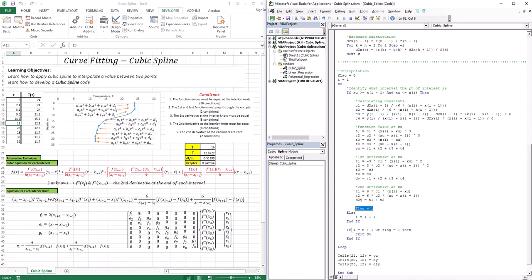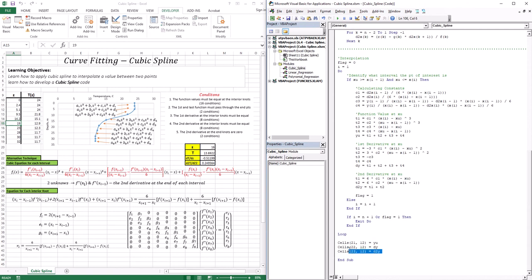I have another IF statement here. I'm saying if i is equal to n plus 1, which means 9 plus 1, 10. In other words, if I reached my last point, or if flag is equal to 1, in other words, I found my interval and did my necessary calculations, then exit the do while loop. I have to put this kind of condition to get out of the loop, or I risk getting caught up in an infinite loop. So this is the condition that I'm giving it to get out of the do while loop: if it reached the last point, or if flag is equal to 1, which means it found my interval and I did the necessary calculations.